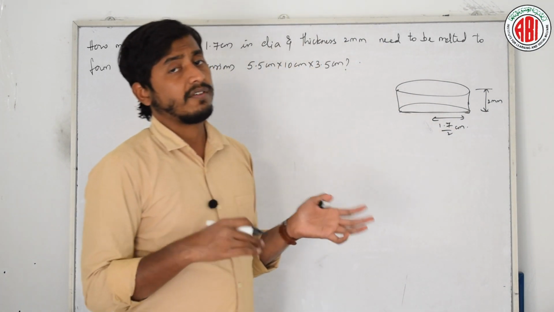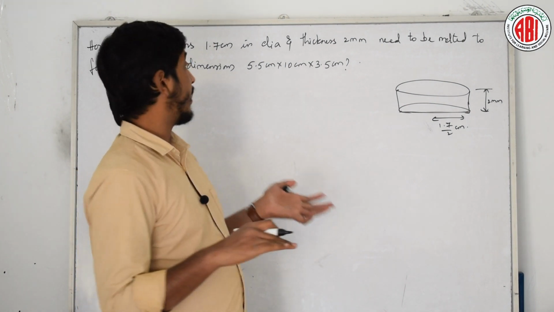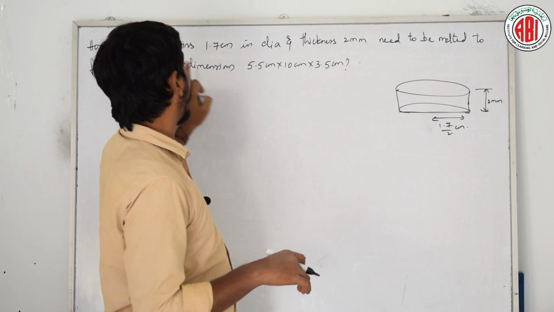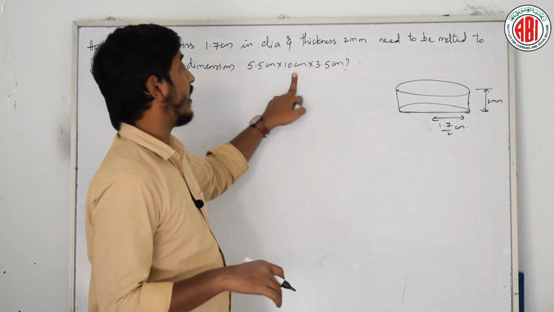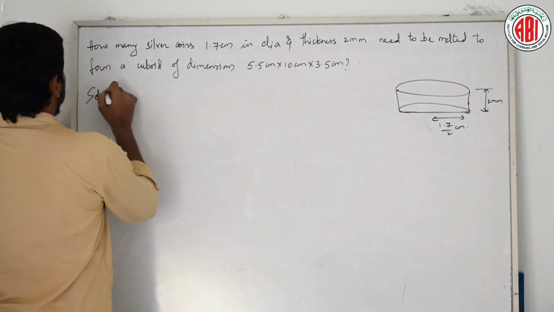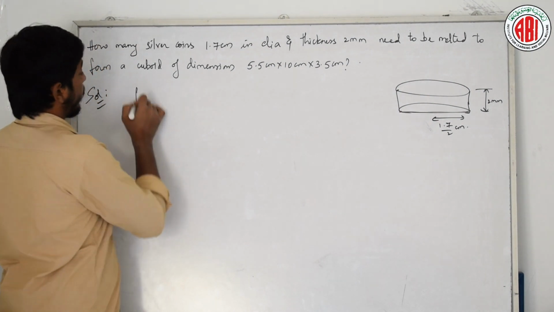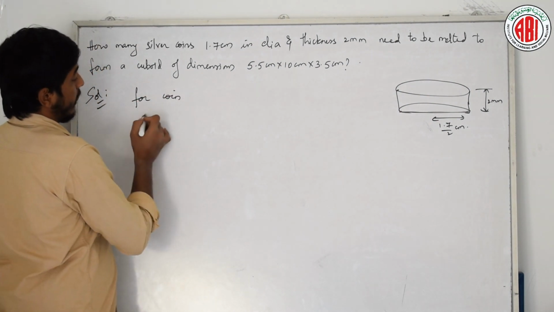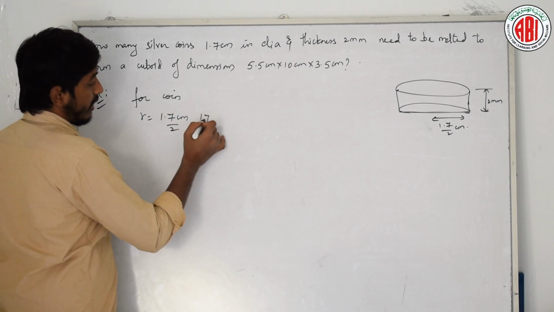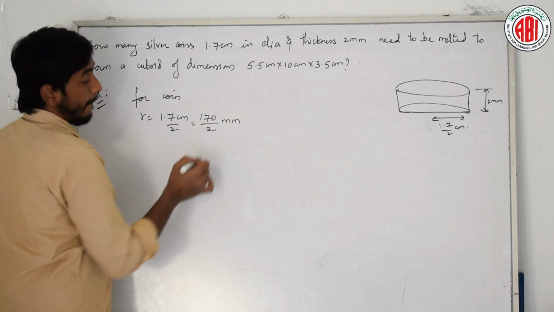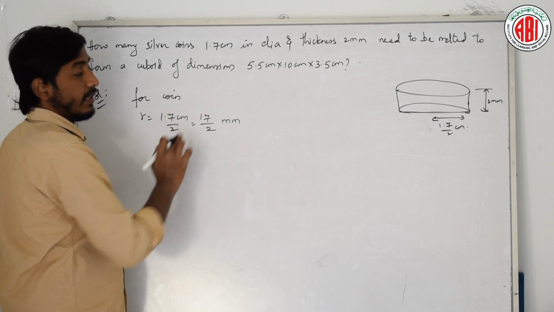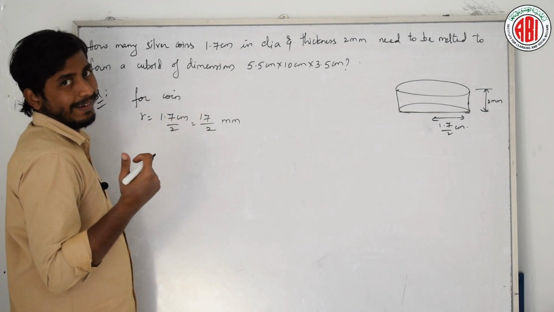Either convert everything into centimeter or convert everything into millimeter. It's better we convert everything into mm. He is telling it has to be melted to form a cuboid of dimensions 5.5, 10 and 3.5. Now let us write everything in terms of mm. For the coin, radius is 1.7 centimeter by 2, that is nothing but 17/2 mm. 1 centimeter is 10 mm. Hope you know that.